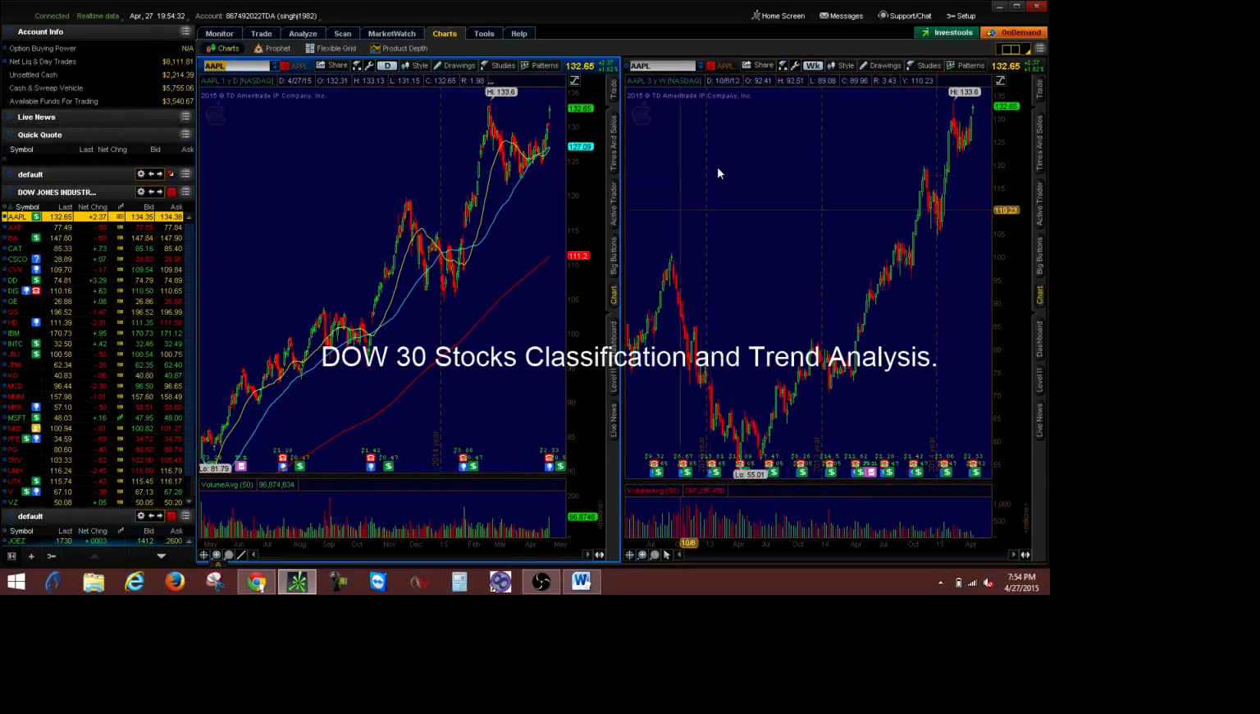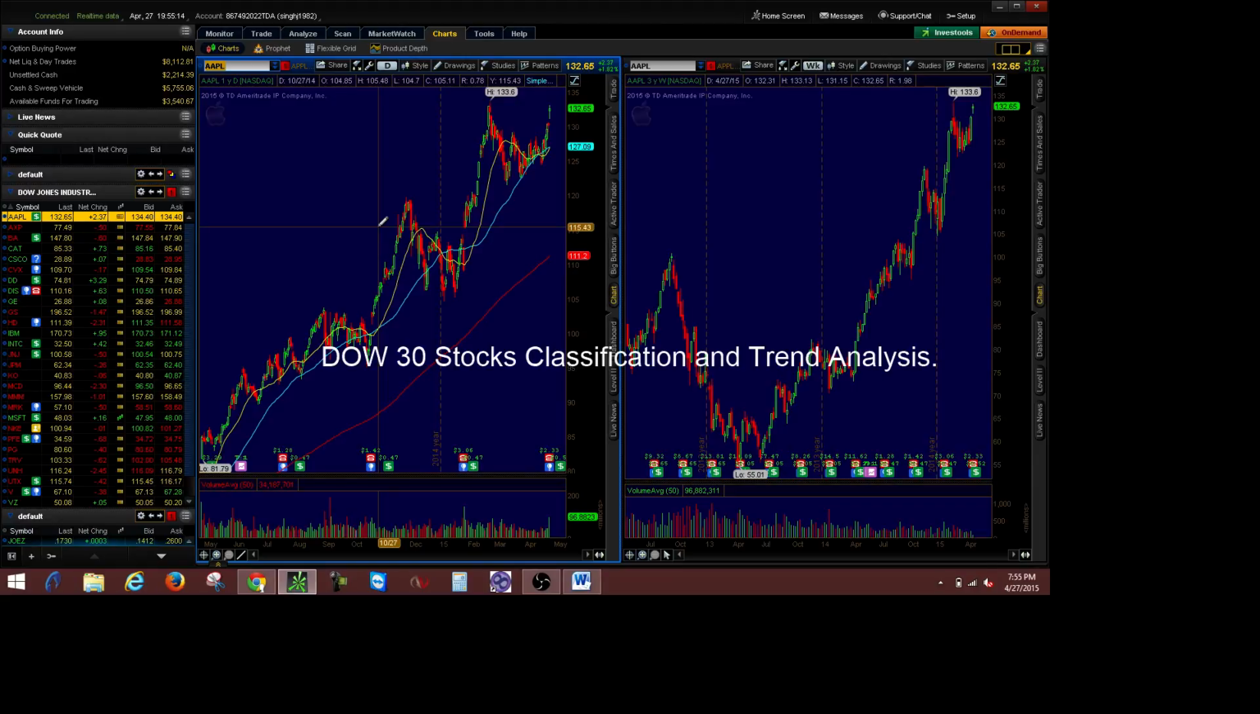So what I'm going to do is basically, as you can see, Dow 30 stocks classification and trend analysis. I'm going to go into detail about not just trends or analysis. I'm going to take a step forward and talk about how these stocks in here are classified. We can all do analysis, right? But if we do the right analysis for each sector or each industry and follow those particular stocks that fall into that industry, it makes our analysis even stronger, right?